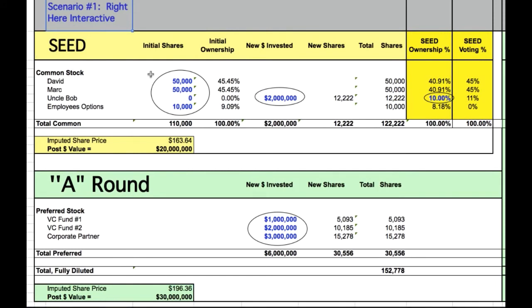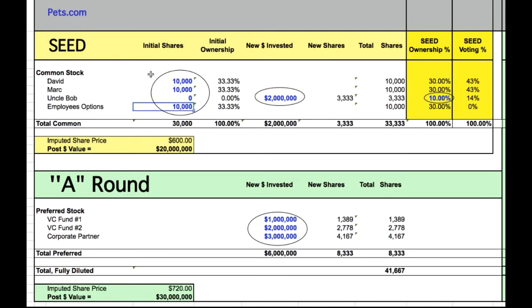Scenario number 2 is not Right Here Interactive. Scenario number 2 is Pets.com. I don't know whether you're old enough to remember Pets.com, but they didn't last very long. They had a couple of founders, and I'm making this up, I don't know the numbers. Let's give each founder 10,000 shares. 10,000 for founder Mark.